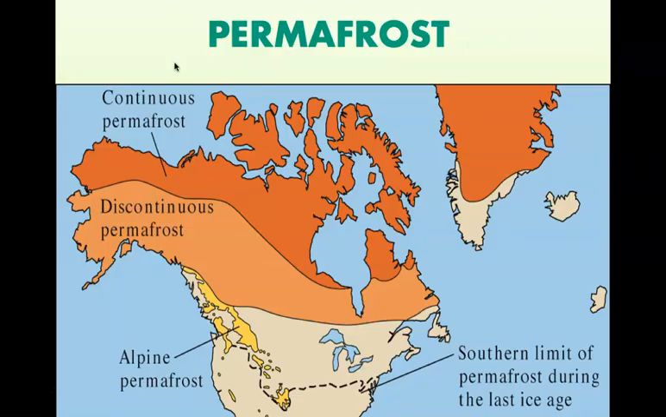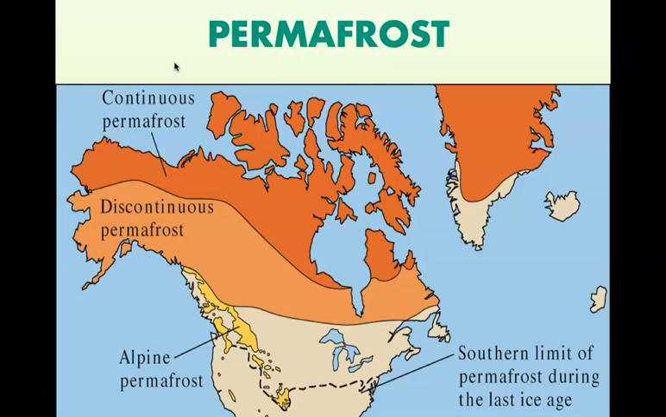All right, speaking of letting stuff build up, permafrost. Permafrost is a layer of the soil that is always frozen. Always frozen. They split it into two sections here, continuous and discontinuous. And of course, again, it's latitudinal.